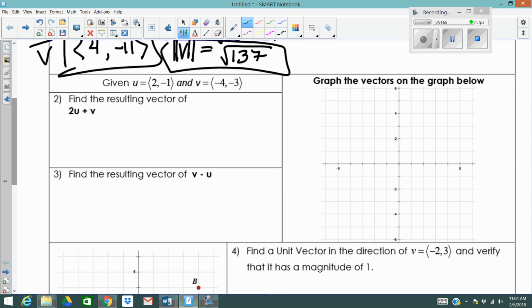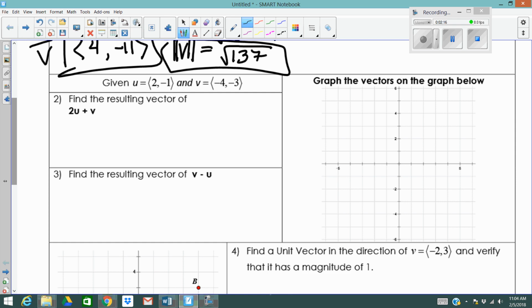So now let's do some operations with vectors. If we're given vector u, which is ⟨2, -1⟩, and vector v, which is ⟨-4, -3⟩, and I want to find the result of doing 2 times u plus v, there's two ways to do it. One way is graphically, and the other way is algebraically. So I'm going to first start off by showing you how to do this graphically.